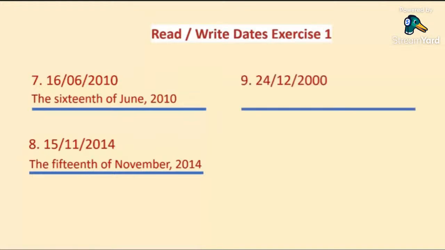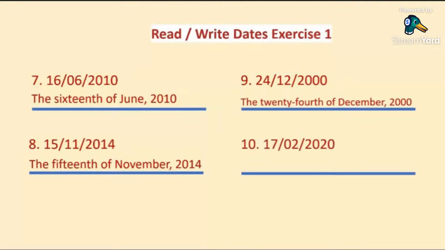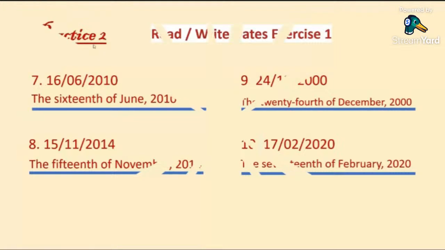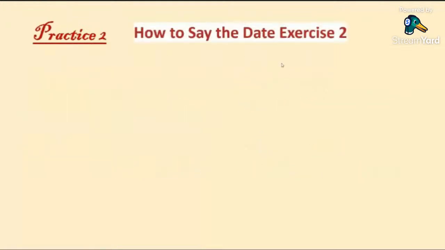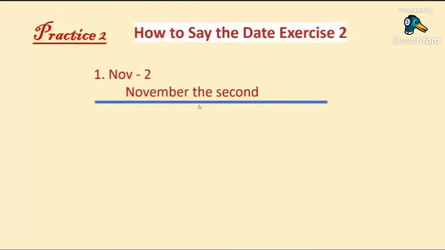Number 9. 24/12/2000. Answer? It's the 24th of December, 2000. And number 10, last item for exercise 1. 17/02/2020. Answer is the 17th of February, 2020. Practice 2. How to say the date, exercise 2. Number 1. November-2. Answer is November the 2nd.